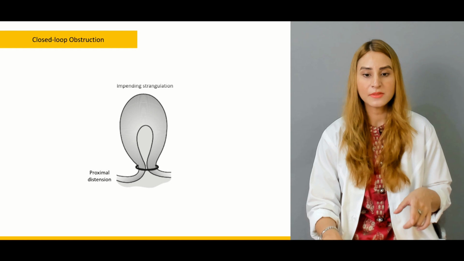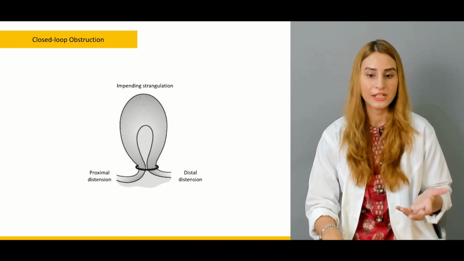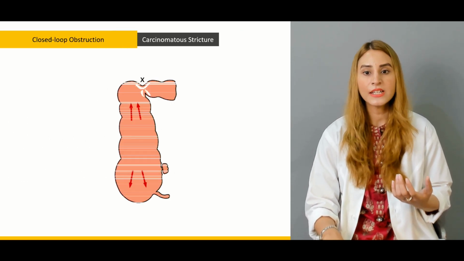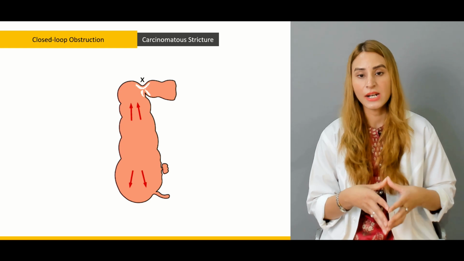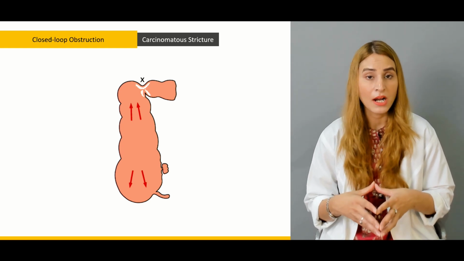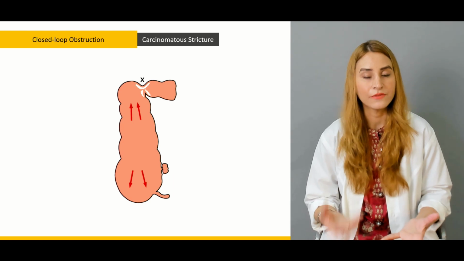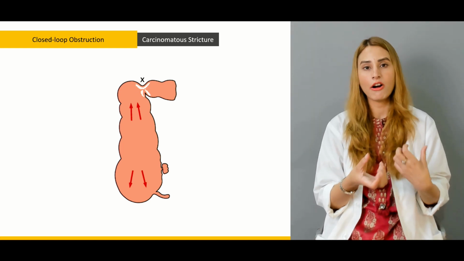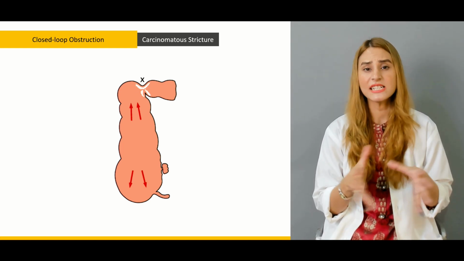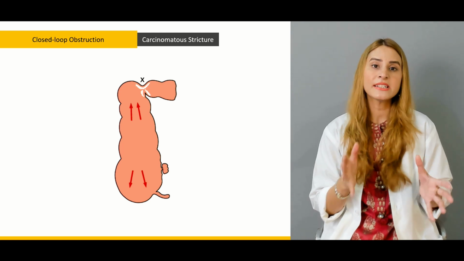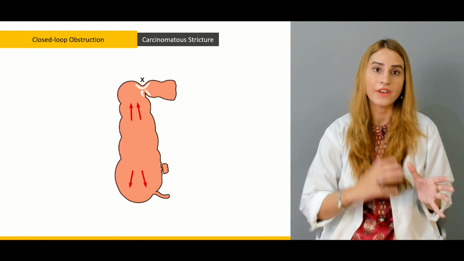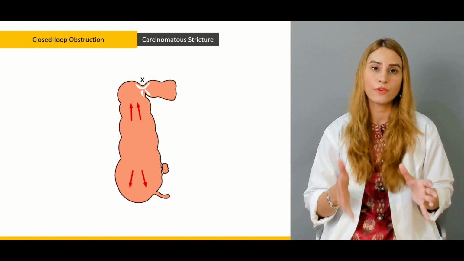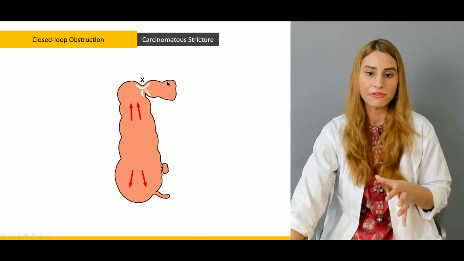You can see here proximal distension, impending strangulation, and distal distension and distal obstruction as well. In closed loop obstruction, most of the time the cause is a carcinoma, and ultimately the carcinoma leads to the formation of a stricture. A stricture is basically a narrowed part. Whenever there's a carcinoma or malignancy, that malignant tumor causes extensive fibrosis, and ultimately that extensive fibrosis leads to the formation of the stricture, as you can see in this diagram.